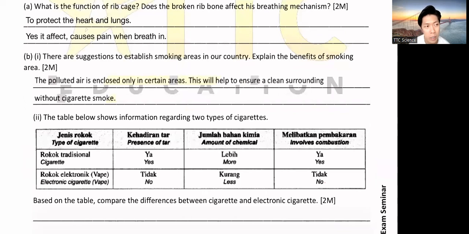So having a smoking area, you kind of combine all the smoke in one place. Okay, polluted air enclosed in a certain area. This helps to ensure, okay, the behind part you can change to your own ideas, like therefore the polluted air or the secondhand smoke does not affect others who do not smoke, something like that. Or maybe you can follow mine. This will help to ensure clean surroundings or clean air without cigarette smoke. Okay.